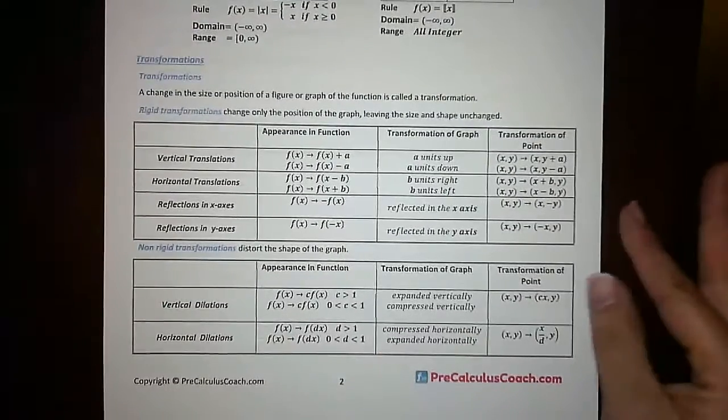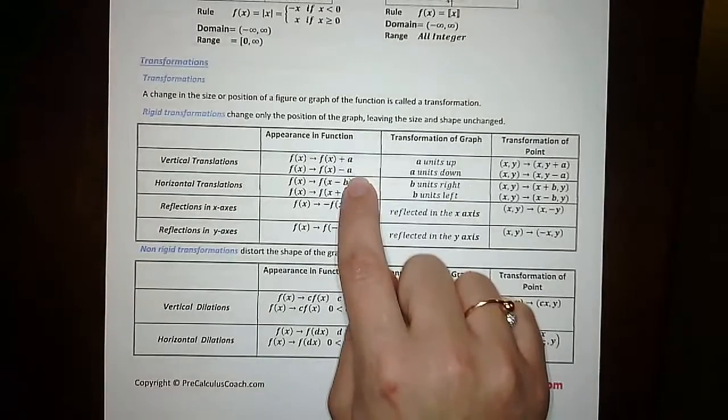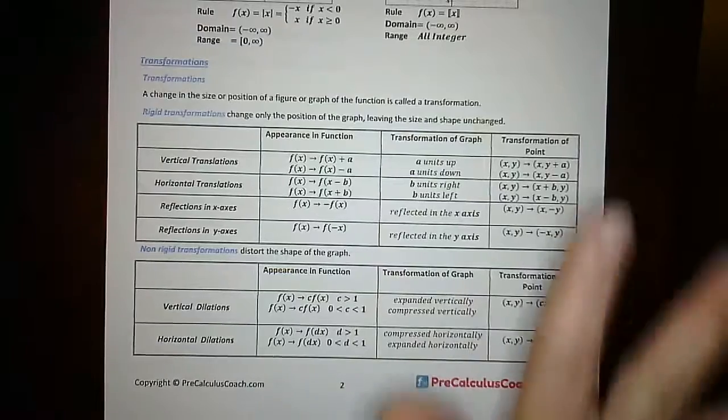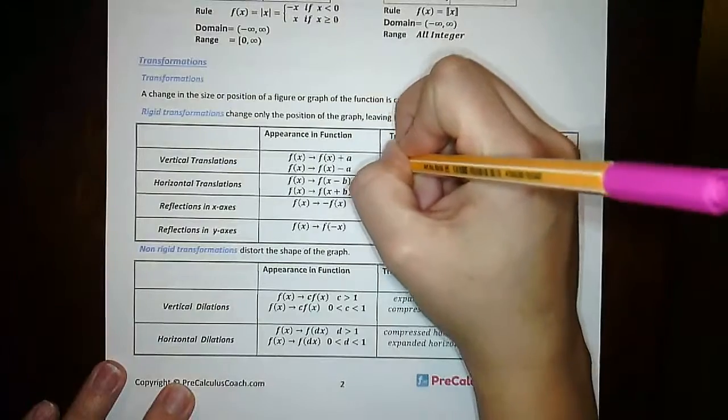All right, this is going back to freshman year of Algebra 1. Vertical transformations are when you add or subtract a value to the whole function. So you're adding some number at the very end of the function.